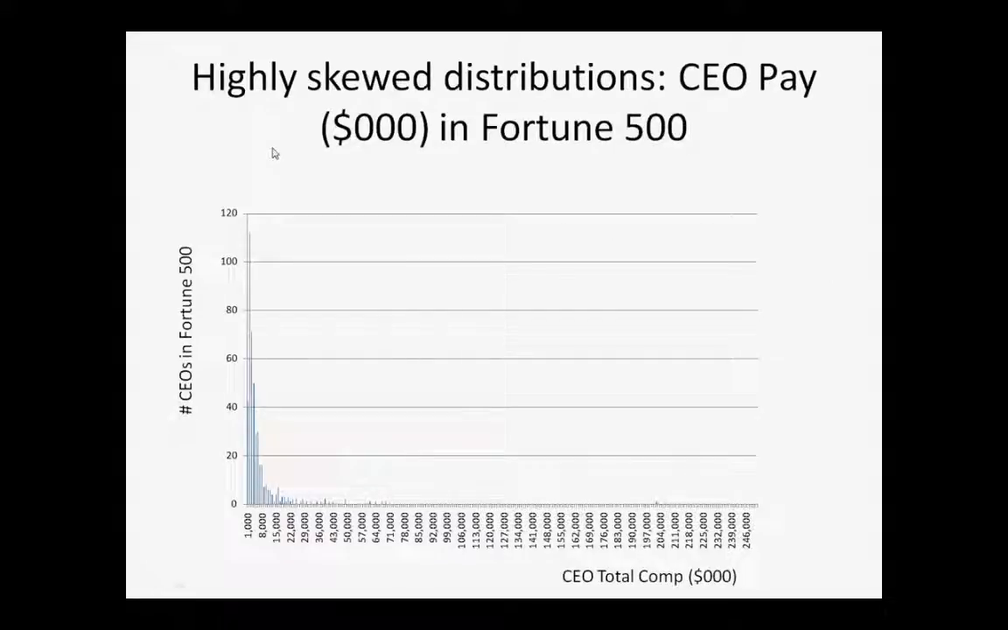So here's an example of a highly skewed distribution, CEO pay in the Fortune 500, 500 large companies in the United States. There are obviously 500 total CEOs here, and we've got their total comp in thousands of dollars. So 1,000 here actually means $1 million. As you can see, the comp is really skewed, right?